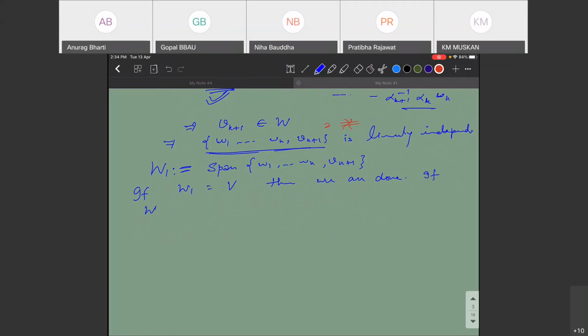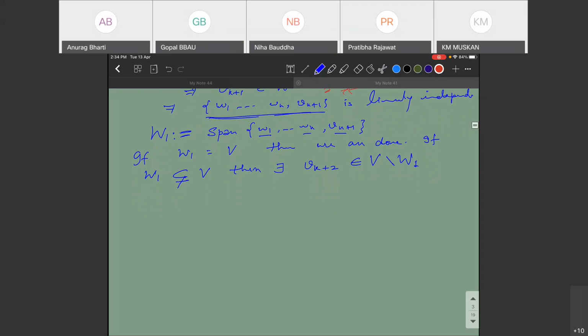If W1 is a proper subspace of V, then again there exists another element v k plus 2, which is in V but not in W1. Do you see this? Okay, and clearly all these elements w1, w2, wk, v k plus 1 are in W1, and there is one element v k plus 2, which is not in W1, but it is a vector of V. Then we consider this set. Now you may guess which set I am talking about. I will add this v k plus 2 here. I will include this.